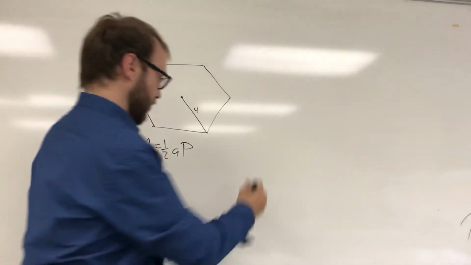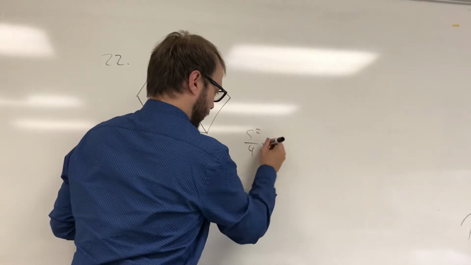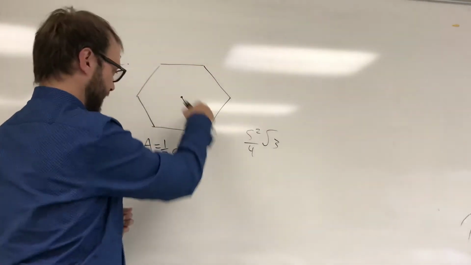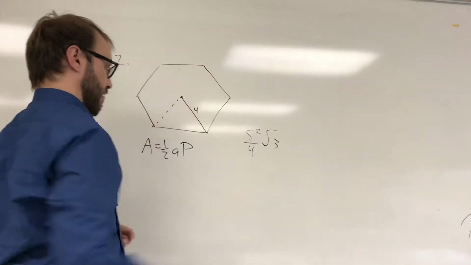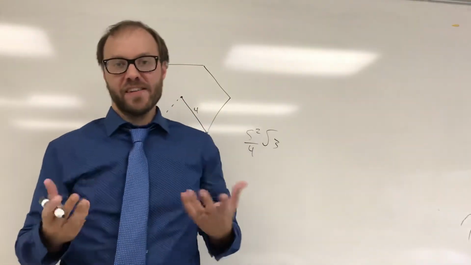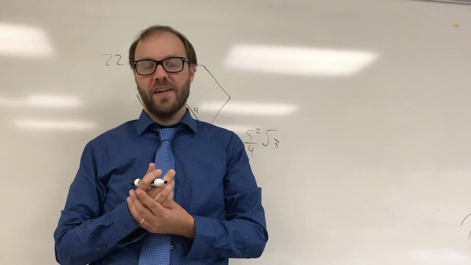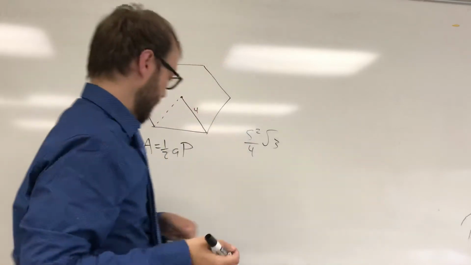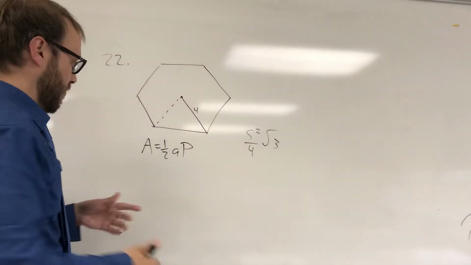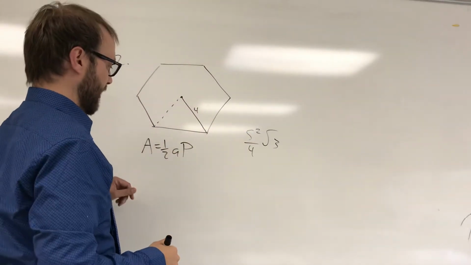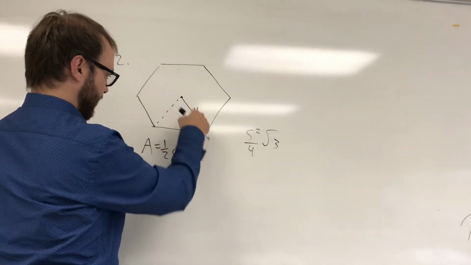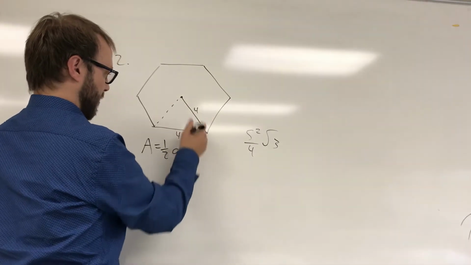Now, we could use the side squared over 4 radical 3 formula, and we could find the area of one equilateral triangle here. Since the focus in this section is on the area of regular polygons, I'm going to use the half the apothem times the perimeter formula. So usually write down the formula, and I want to find the measurements. Of course, if this is an equilateral triangle here, this side is going to be 4.